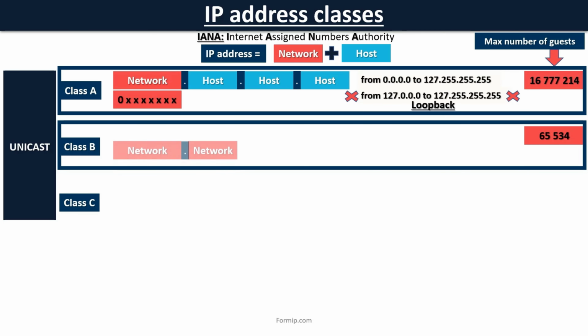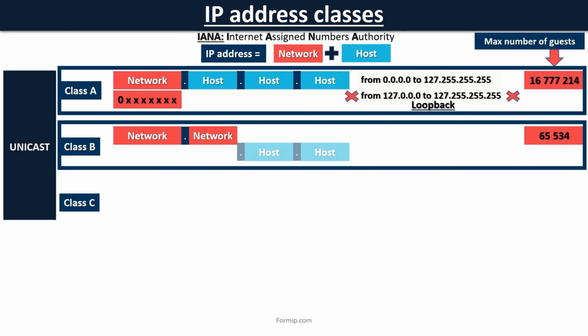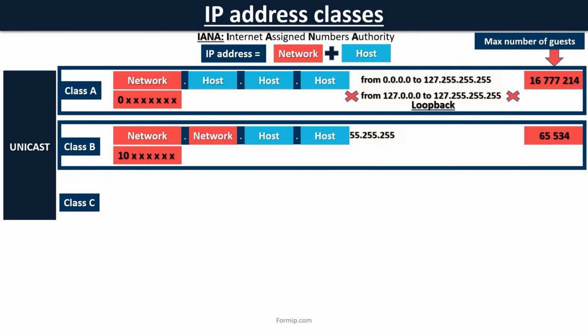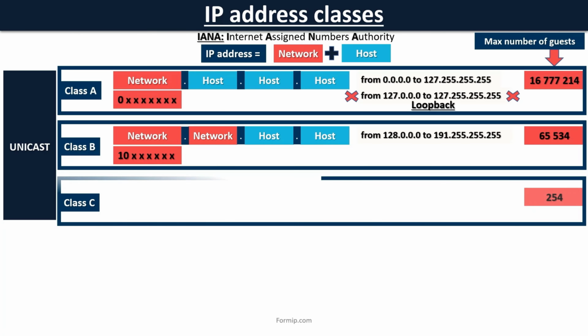Class B is designed to meet the needs of networks with more than 65,000 hosts. It uses 2 of the 4 bytes to indicate the network address. The remaining 2 bytes are reserved for hosts. The first 2 bits of the first byte always start with 10 in binary, which gives us an IP range of 128 to 191.